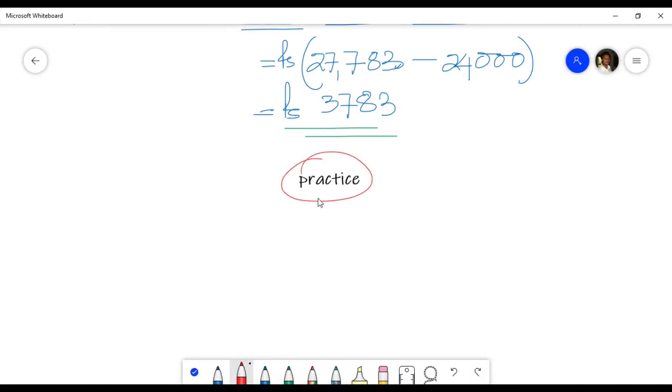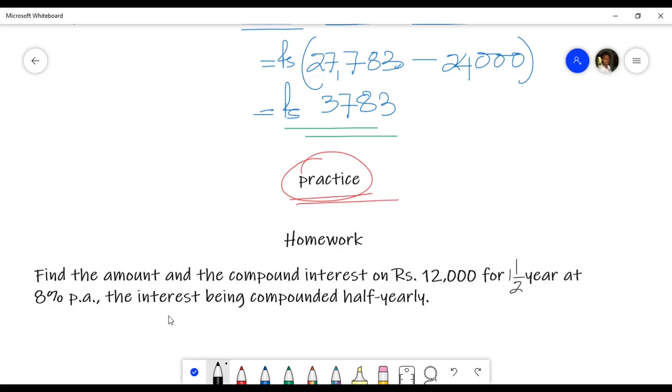Keep practicing. Keep working on paper. This is the homework that I have given you. Find the amount and the compound interest on rupees 12,000 for 1.5 years at 8% per annum, the interest being compounded half yearly.